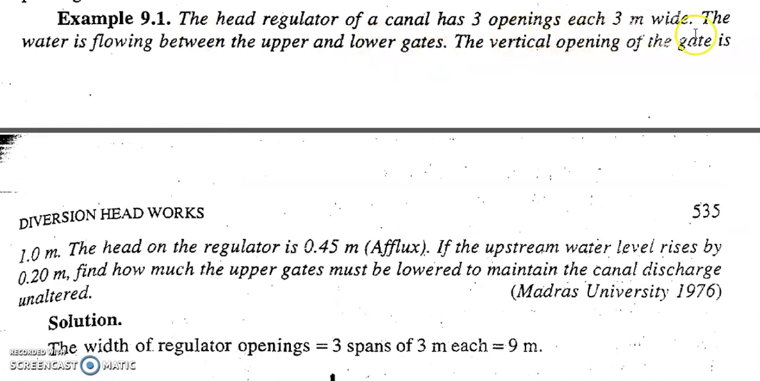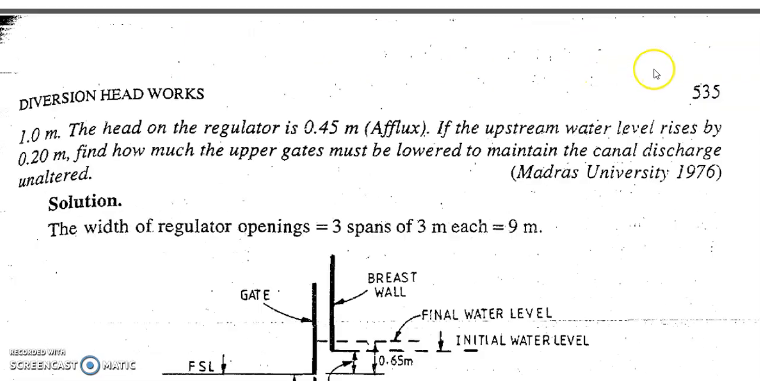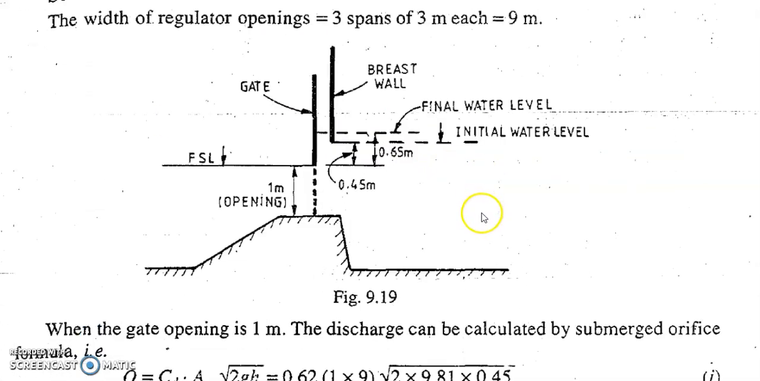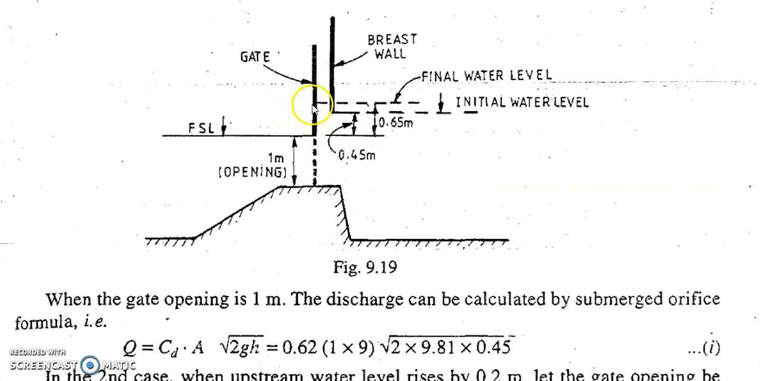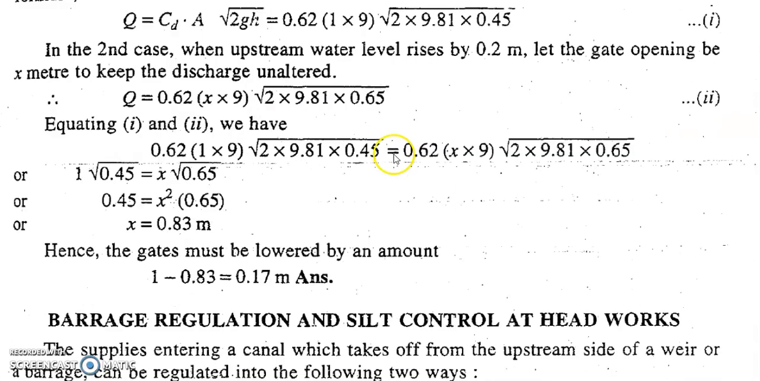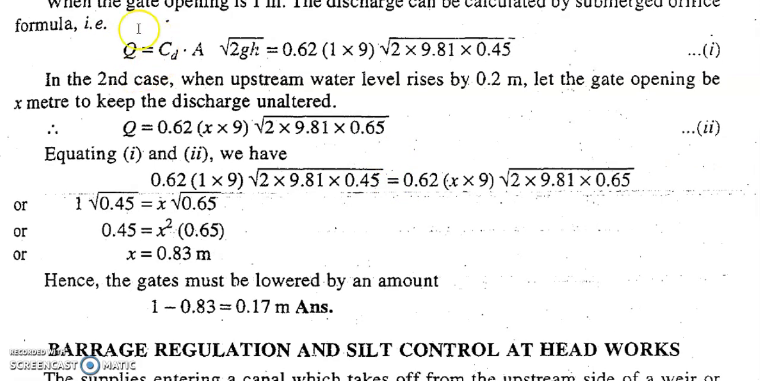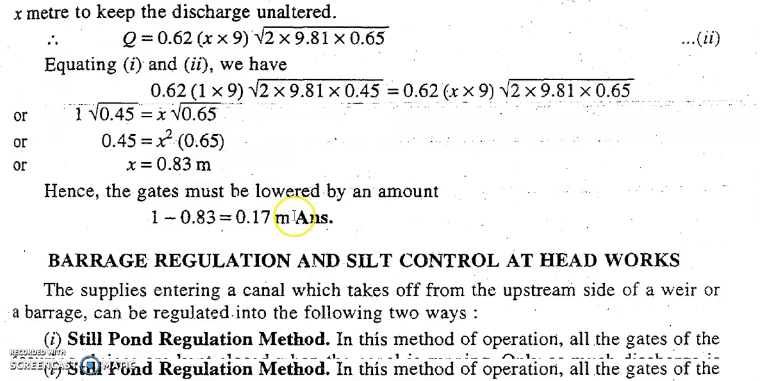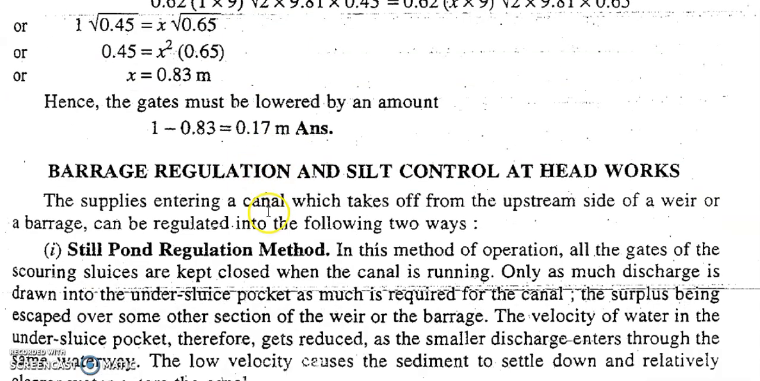Now this is one example of this head regulator. There are three openings, 3 meter wide, with water flowing between the upper and lower gates, the vertical openings. In this question, a flux is also given. How much of the upper gate, how much gate we should open, this numerical explains. With this simple formula, calculate the discharge. You just assume x as the unknown distance and equate the two discharges, and you can do this.